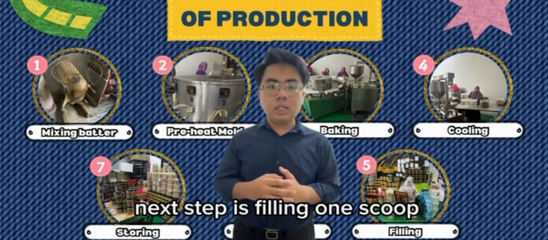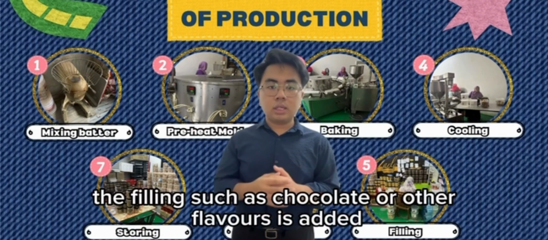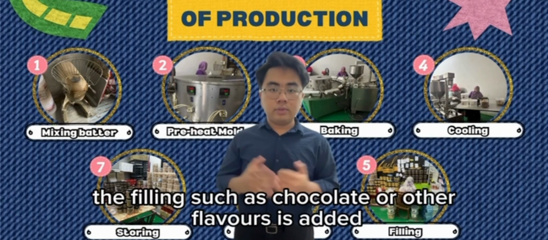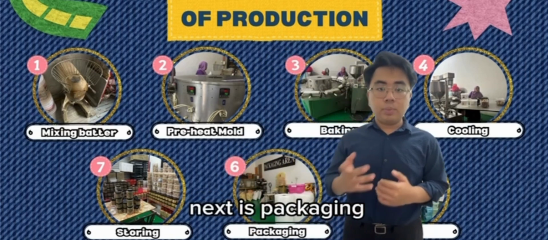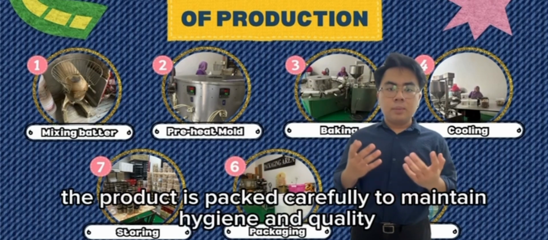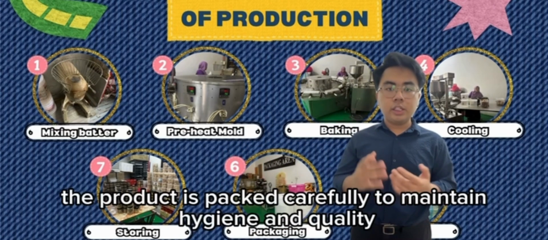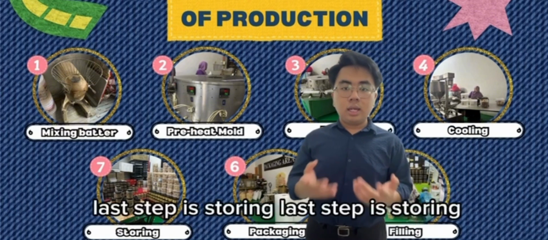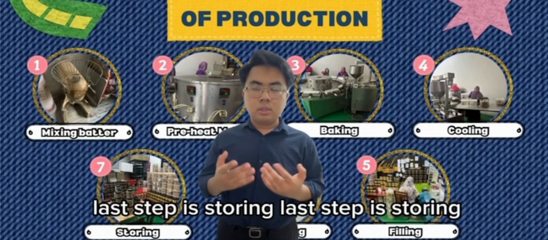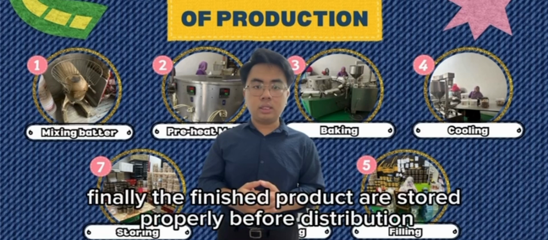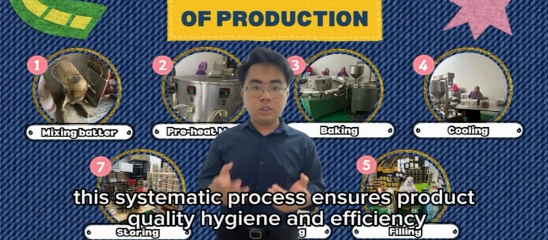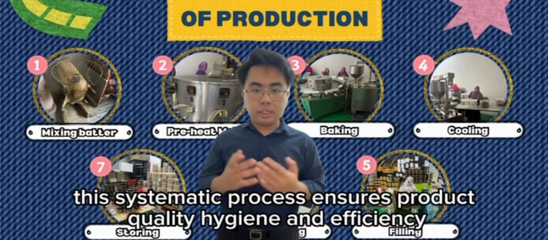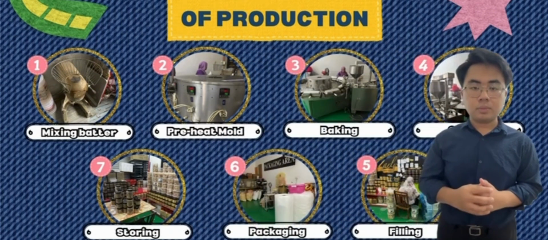Next step is filling once cold. The filling such as chocolate or other flavors is added. Next is packaging. The product is packed carefully to maintain hygiene and quality. Last step is storing. Finally, the finished products are stored properly before distribution. This systematic process ensures product quality, hygiene, and efficiency.